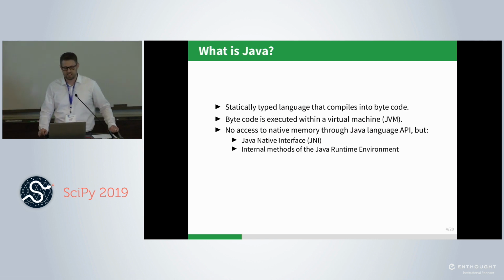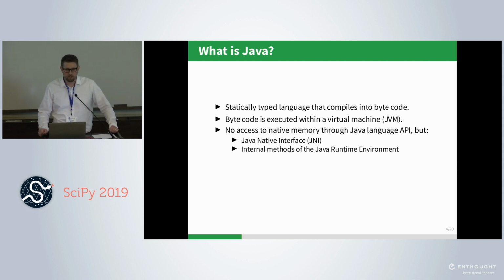Java, on the other hand, is a statically typed language that compiles into bytecode. And this bytecode is then executed in the Java virtual machine, also called just JVM for short. And this virtual machine adds an abstraction of memory so that any Java class doesn't really live in native memory, but in this abstraction layer that the JVM provides. And the Java language API does not really provide access to native memory.